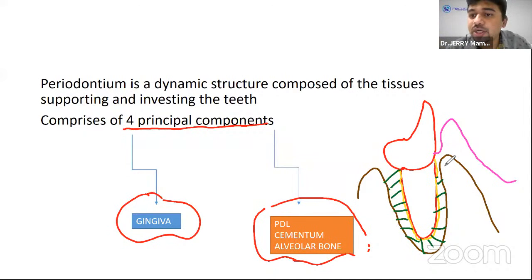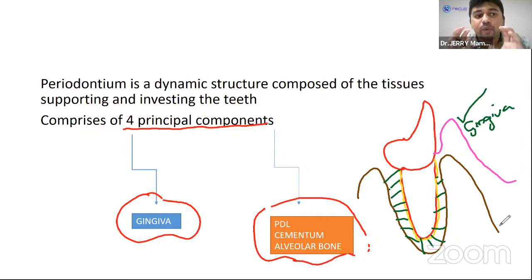So first, what we talked about is gingiva. Gingiva is right here. So what is gingiva doing? It is covering the tooth and covering the alveolar bone. This alveolar bone, outer cortical plate is covered, and it provides an attachment to the tooth. The gingiva provides an attachment to the tooth.